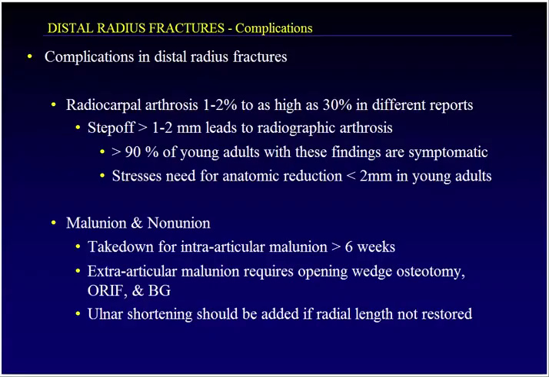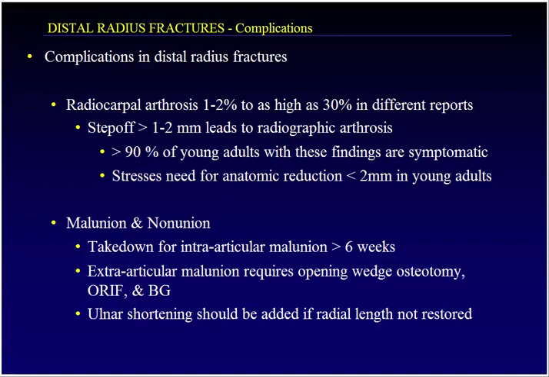Other complications: radiocarpal arthrosis, 1 to 2%, up to 30% in different reports in the literature. The one thing that we do know is associated with an increased risk of radiocarpal arthrosis is inadequate articular reduction. So articular displacement greater than 1 to 2 millimeters will invariably lead to radiographic arthrosis. And if this occurs in a young adult patient, virtually 100% of them are going to be symptomatic and are going to require some sort of salvage treatment. This, again, stresses the need for an anatomical reduction of the articular surface, particularly in young patients.